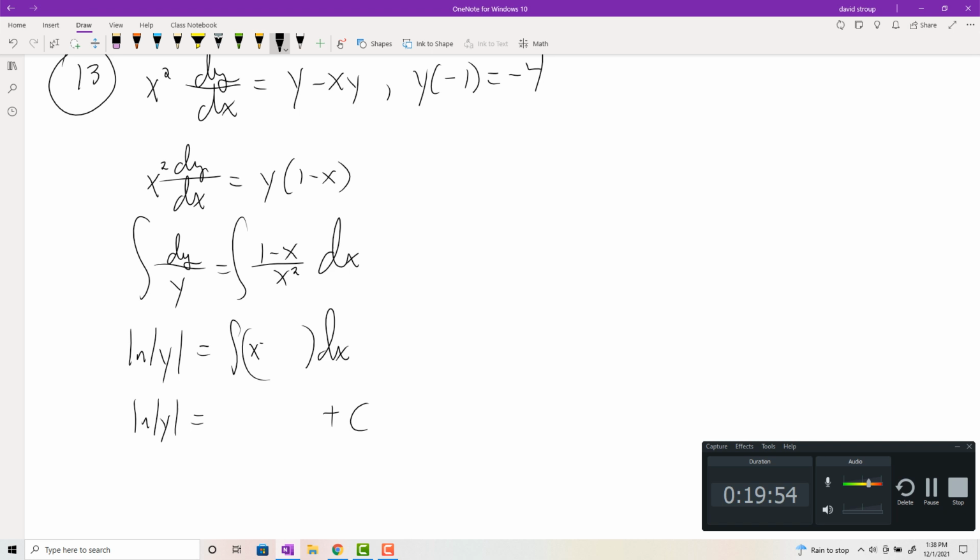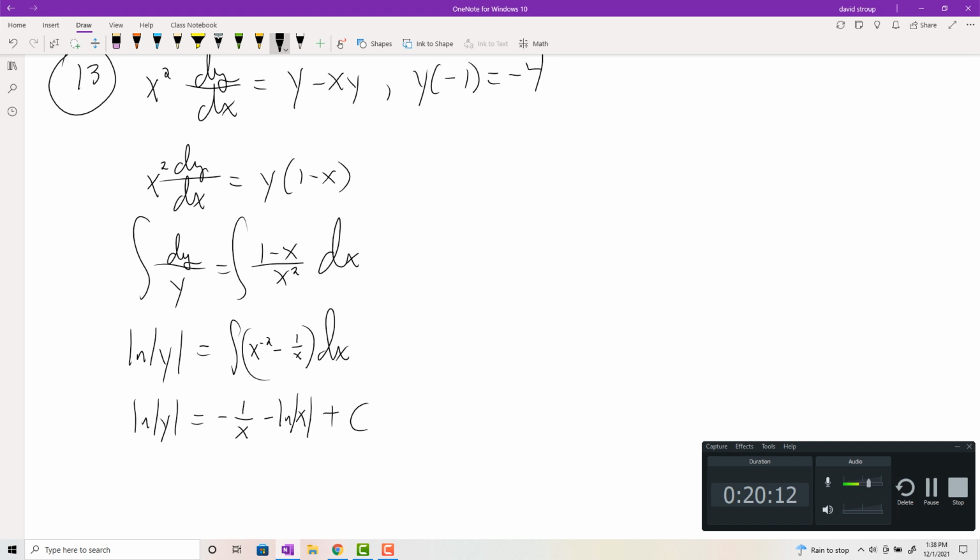So I have x to the negative 2 minus x over x squared will be 1 over x. Okay, so I'll end up with x to the negative 2 plus 1 will be x to the negative 1 divided by negative 1 is negative 1 over x at the end of the day. And then the next guy is a natural log.